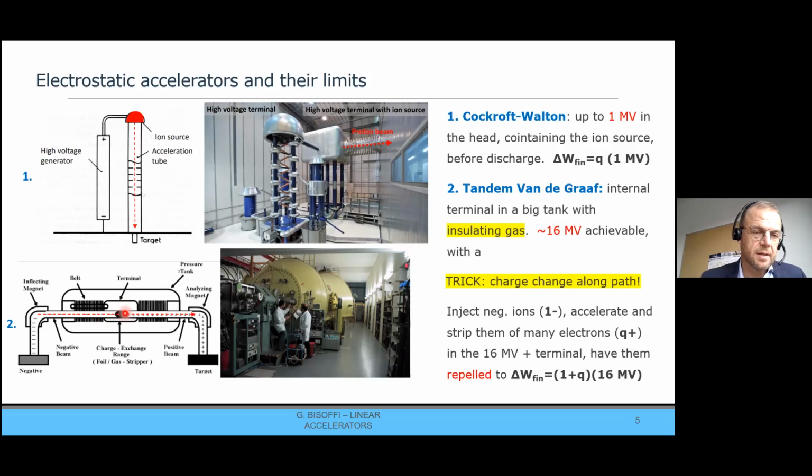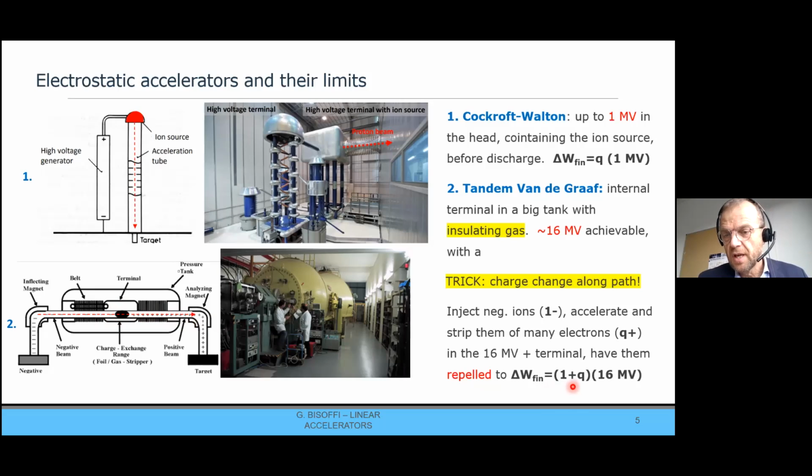In the terminal, with a given velocity, they find a stripper, a gas or a stripper foil, which strips these additional electrons and a lot of other electrons. So downstream of the terminal, you have a charge state of several plus, maybe 10 plus, 12 plus, depending on the ion and other parameters. And so you actually repel the positive ion from the terminal at a very high voltage.